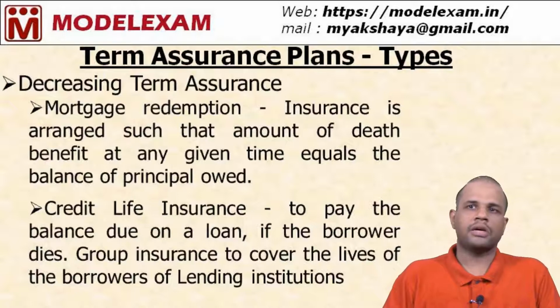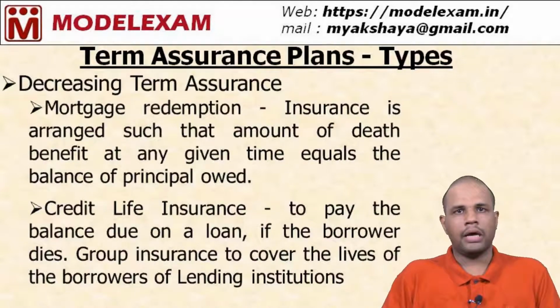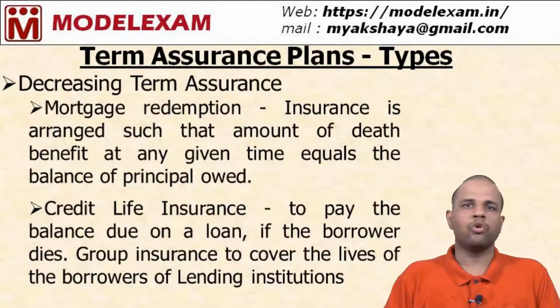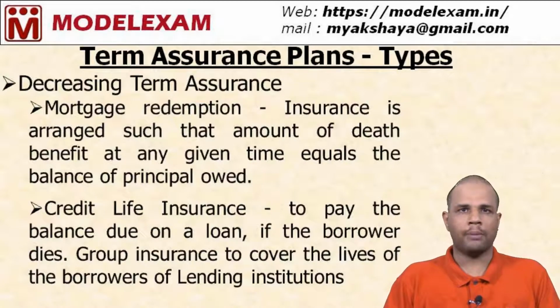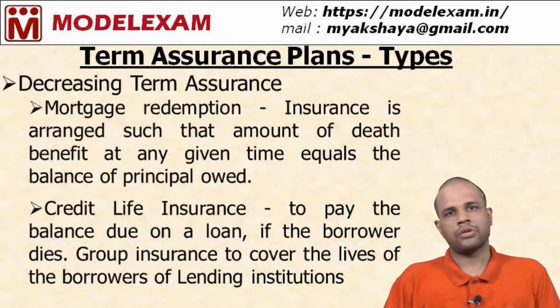The second form is credit life insurance. Here this type of insurance is used to pay the balance due on a loan. Generally this type of insurance is given as a group insurance cover to the lending institutions to cover the borrower lives.